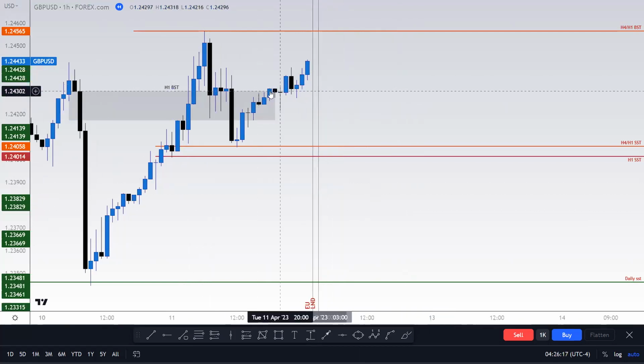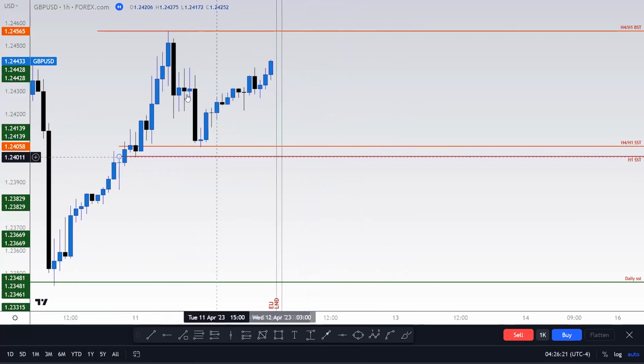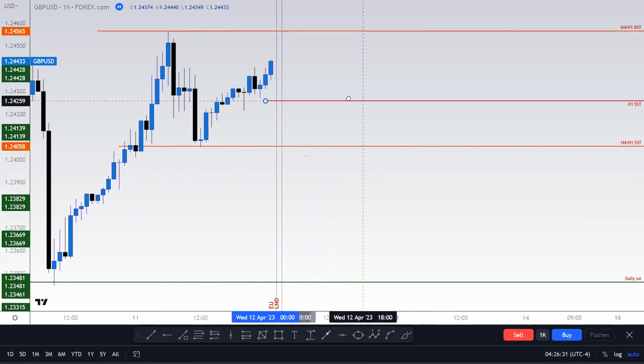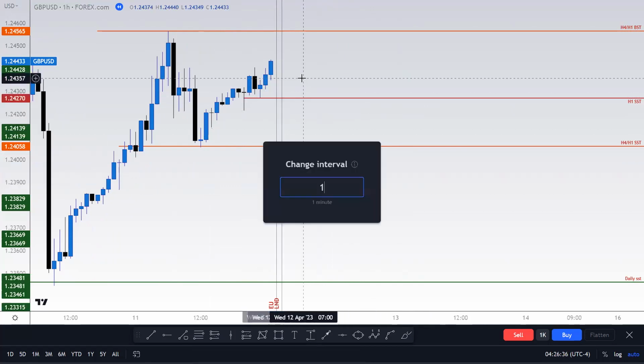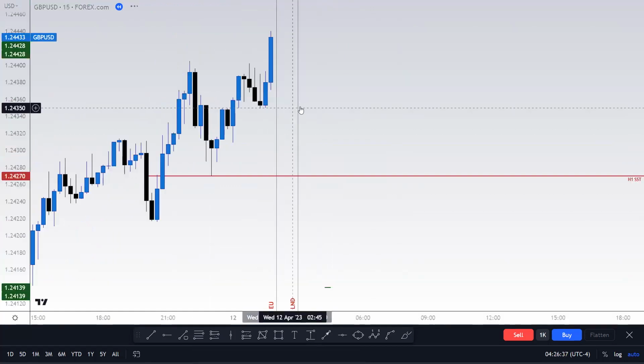So on the 1-hour time frame, the next draw on buy side liquidity was obviously the swing high, which is the same as the 4-hour draw on buy side liquidity. But on the 1-hour time frame, the next draw on sell side liquidity is the swing low down here. We go to the 15 minutes time frame.